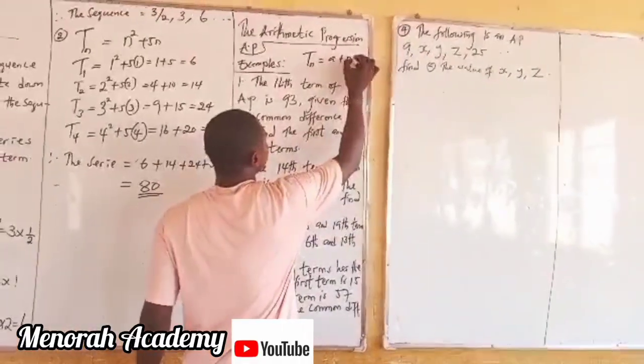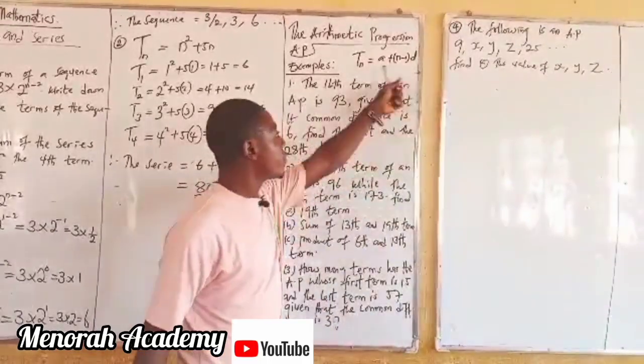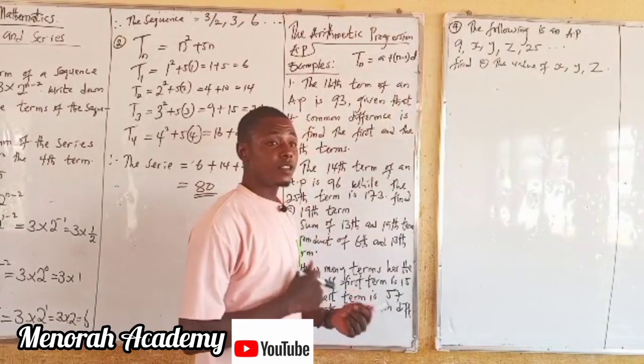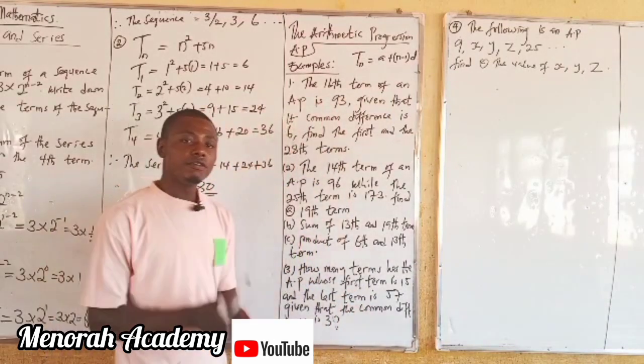plus n minus 1 multiplied by d, where a is the first term, n is the number of terms, then d is the common difference. Is that okay? So we have questions here that we are going to be solving very fast.